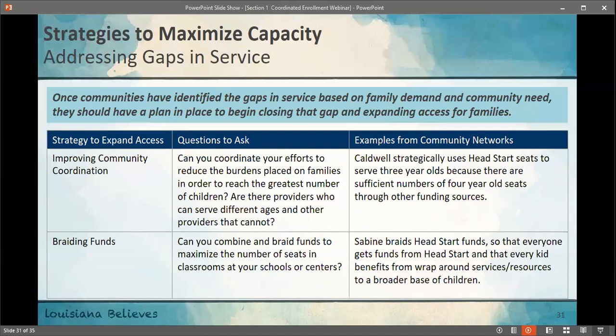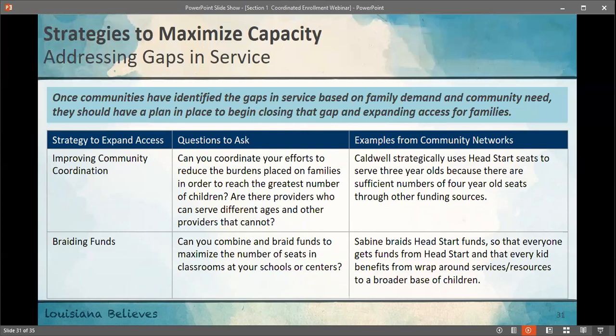An example of this is Caldwell. Caldwell strategically uses Head Start seats to serve 3-year-olds because there are already sufficient numbers of 4-year-old seats through other funding sources. So instead of having several 4-year-old Head Start classrooms, they're serving 4-year-olds through their other funding sources, so they're maximizing the number of 3-year-olds that can be served through Head Start.